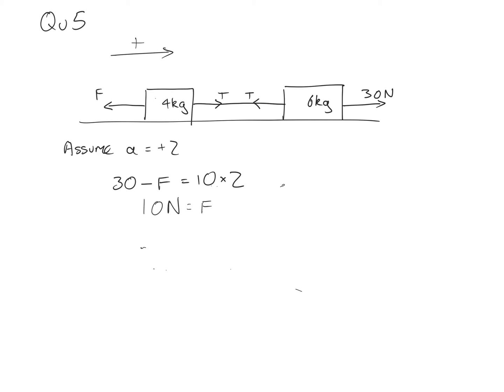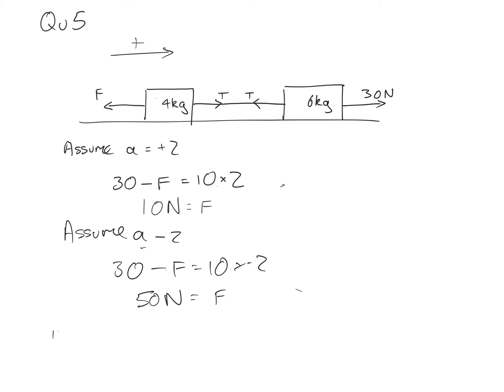Okay, but we could also assume that a is minus 2. So then, in our positive direction, we still have 30 minus F, but now we have equals 10 times minus 2, which means, take F over the other side, we've got F equals 50 newtons. And then we've got the tension in the string in each case.